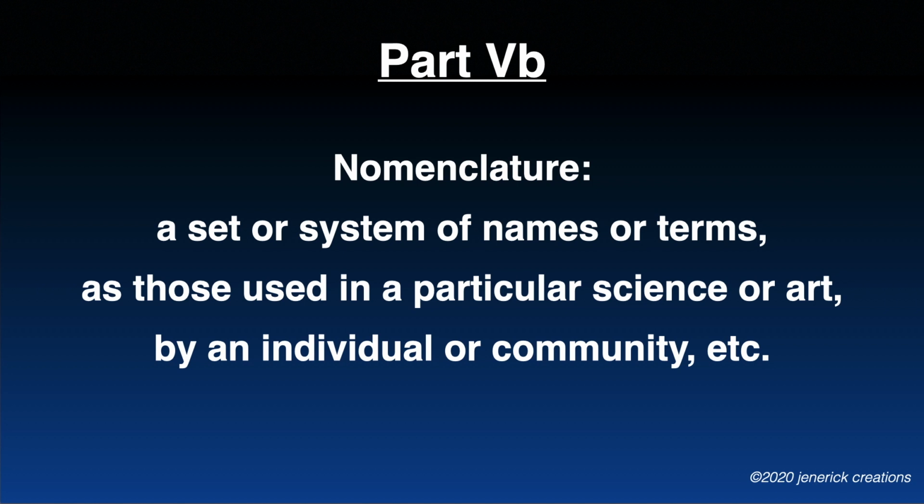Nomenclature is a set or system of names or terms as those used in a particular science or art by an individual or community, etc. Musicians will use terms like chromatic, diatonic, half-step, staves, things like that. That's the nomenclature for music.